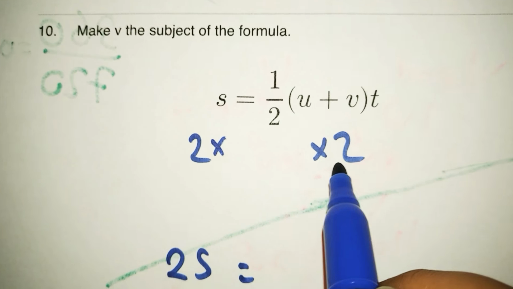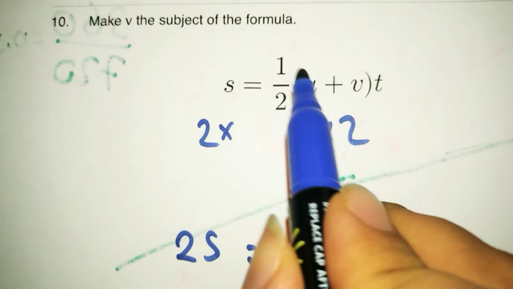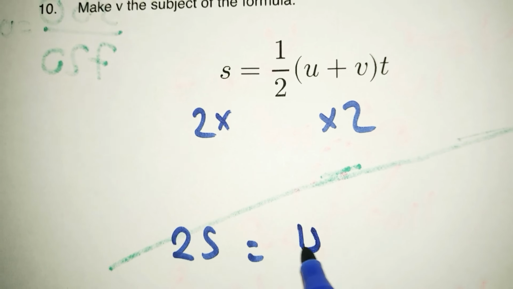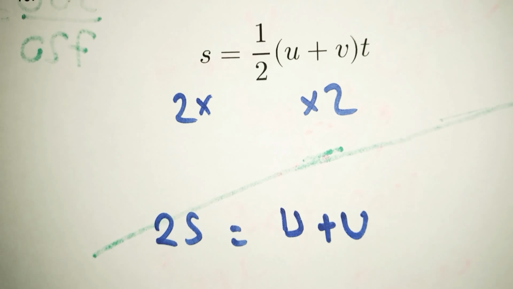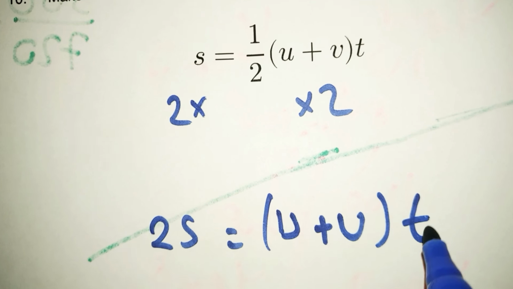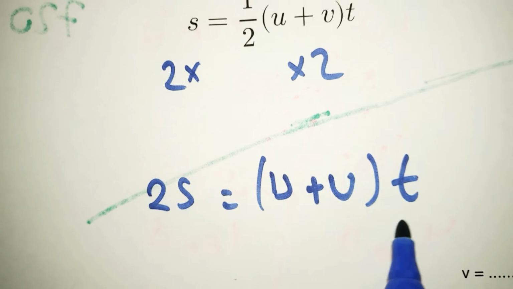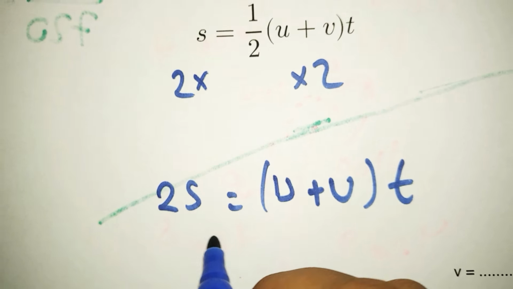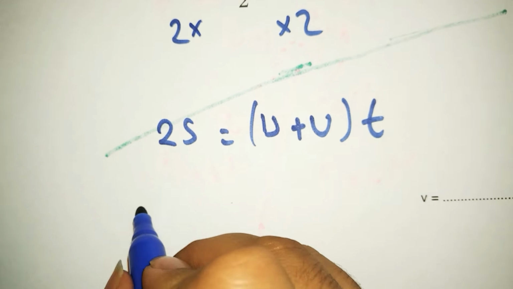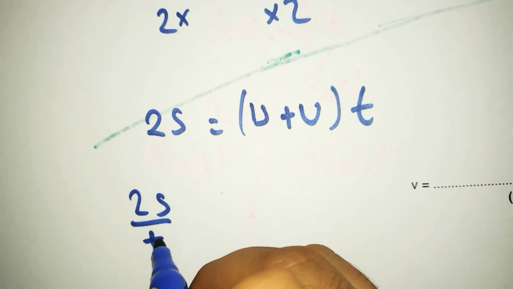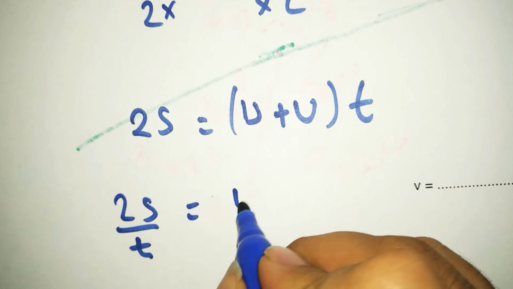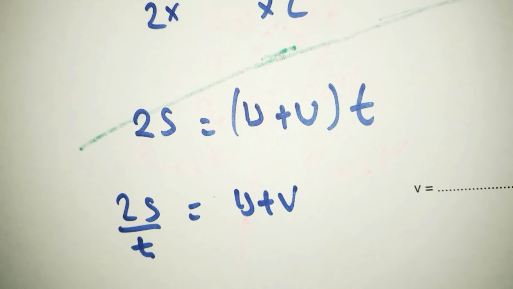So 1/2 times 2 is 1, so they will cancel out. What you will have on one side is u plus v times t. And then if they multiply, I divide. So I divide everything by t. The next step will be 2s divided by t equals u plus v.